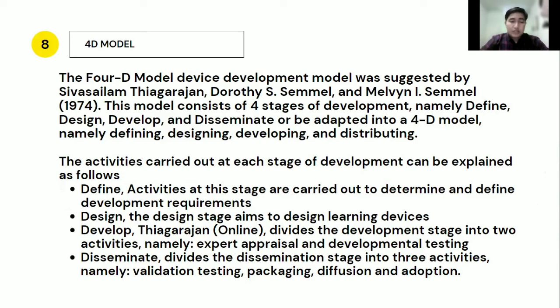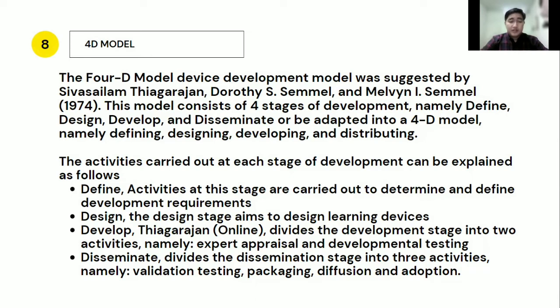The last but not least is 4D model. The 4D model device development model was suggested by Sivasailam Thiagarajan, Dorothy S. Semmel, and Melvyn I. Semmel, 1974. This model consists of 4 stages of development, namely define, design, develop, and disseminate, or be adapted into a 4D model, namely defining, designing, developing, and distributing.